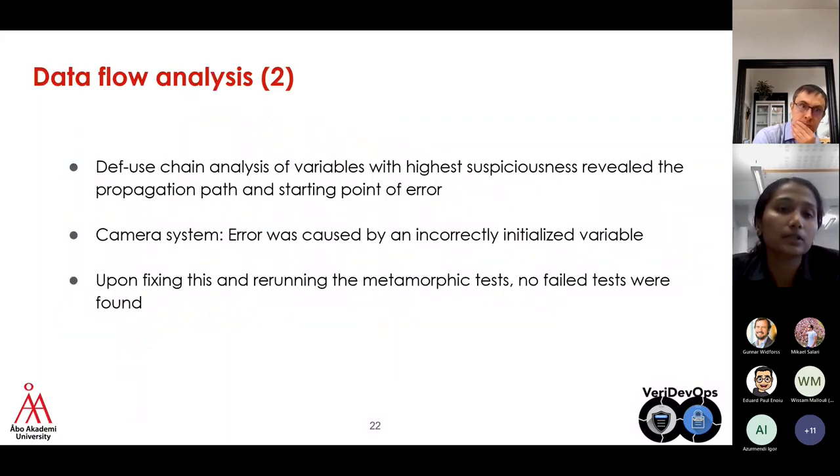So this definition usage chain analysis of the suspicious variables reveals the propagation path and the starting point of the error. And in case of the use case provided, it was caused by an incorrectly initialized variable. And we tried reinitializing the variable and removing the hard coding wherever it was not correct. And then the output was that we could not get the failed test anymore.